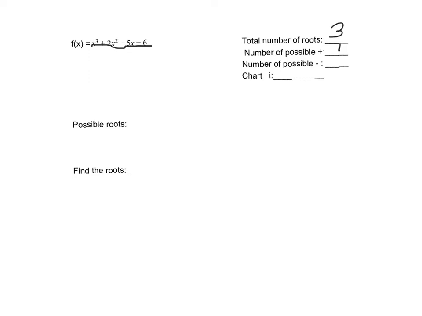To get the negatives, I'm going to change the odd exponents' operations to negative, and then I'm going to look for the change. So x cubed, this guy's going to be changed and this guy's going to be changed. So I'm going to call that negative x cubed. I'm not going to change the even exponent. I'm going to change that to plus 5x because it's odd. And then I don't change the constant because there's no value with it.